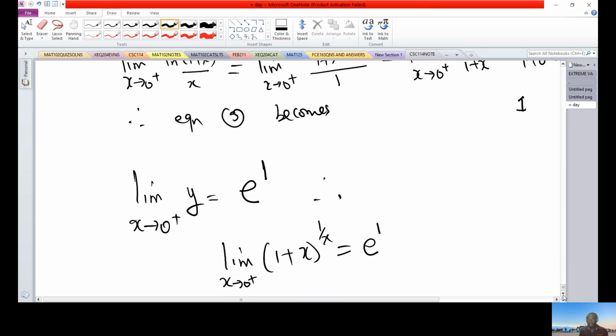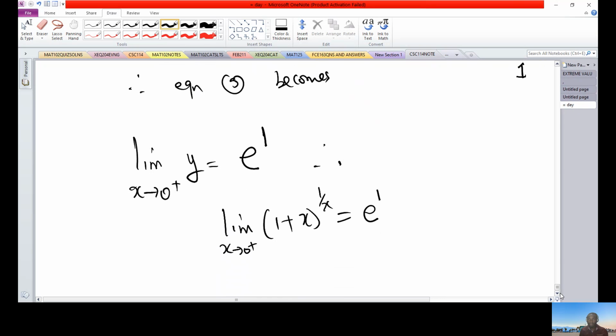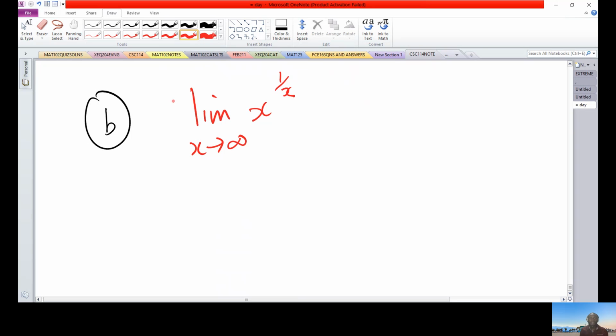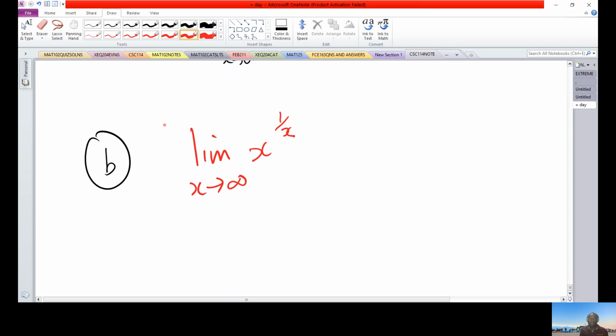Last example on application of the same. So evaluate the limit as x approaches infinity of x raised to the power 1 over x. Now this is the case of the form infinity raised to the power 0.